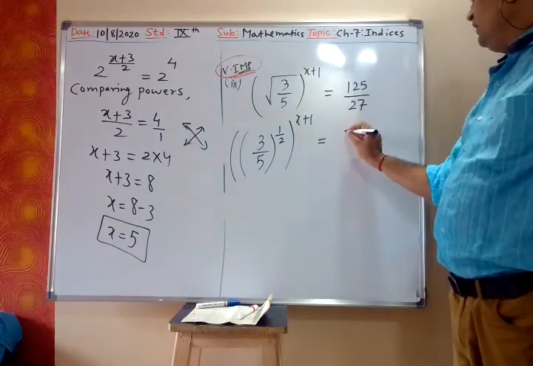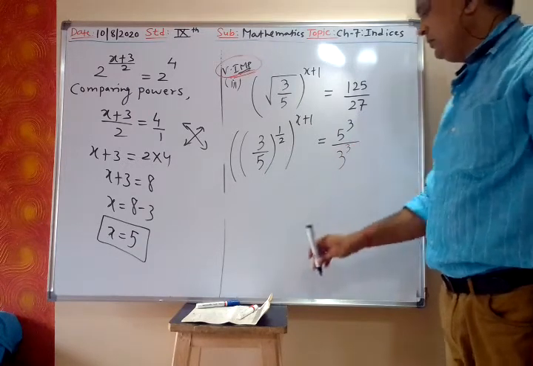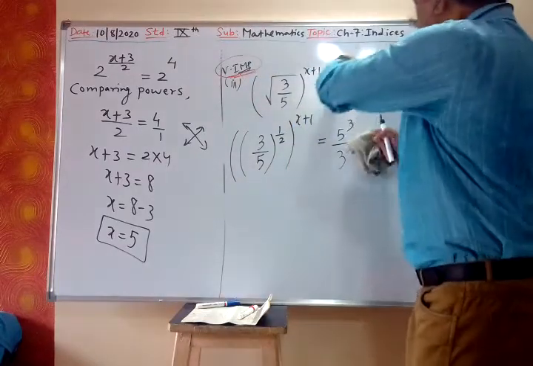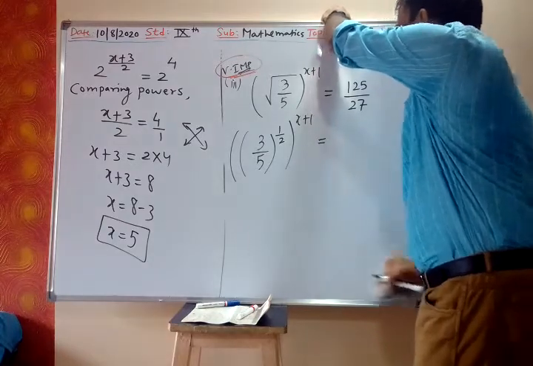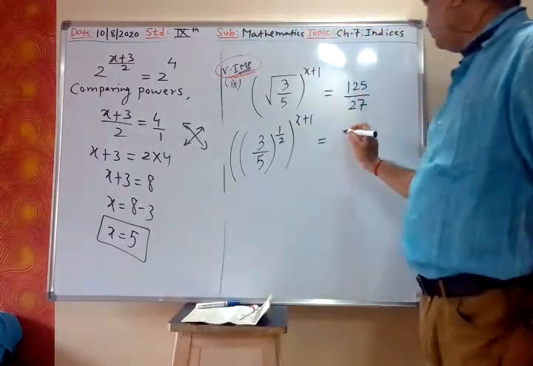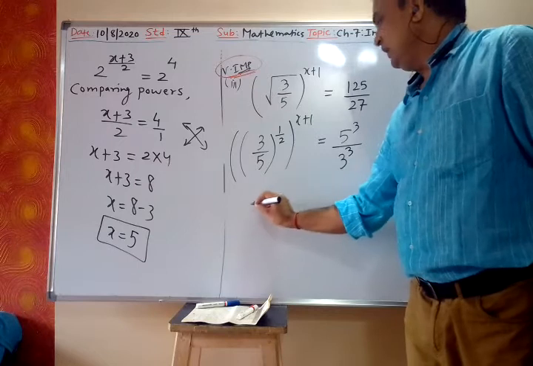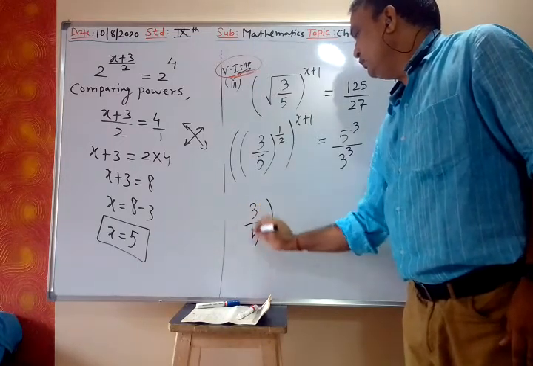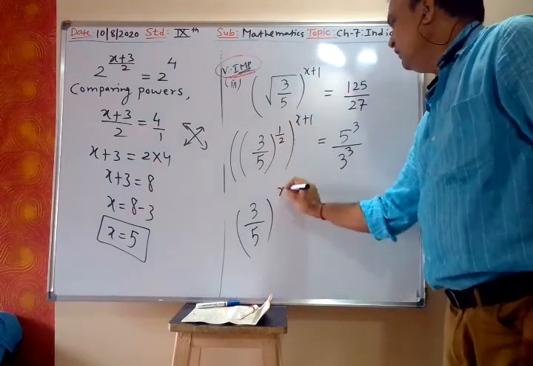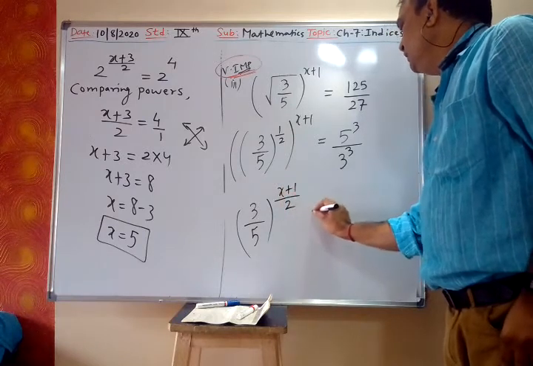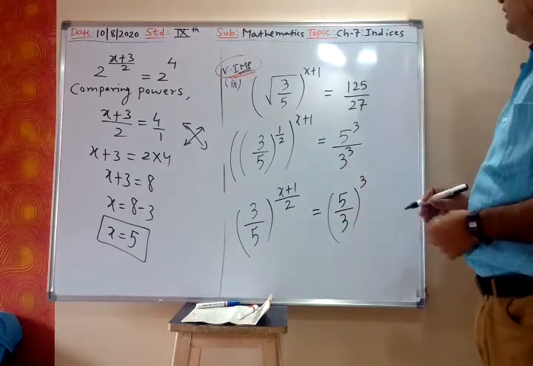Now 125 upon 27 is 5 cube upon 3 cube. So this I can write as 3 by 5 raised to, power raised to power, you have to multiply the powers, so half into x plus 1 will be x plus 1 upon 2, is equal to 5 by 3 whole raised to 3.